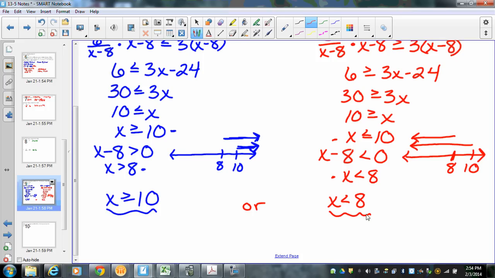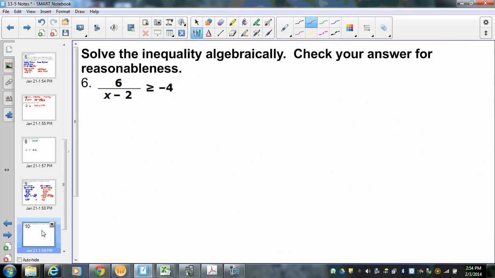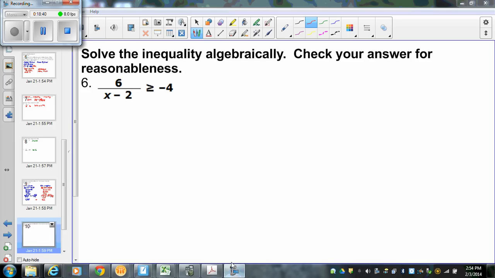So both of these are our correct answers. Either x is greater than or equal to 10 or x is less than 8 would make the inequality work. Okay, so I know that's a lot in that problem and you're probably a little bit confused. So if you need to rewind it and go back and watch over it, I strongly suggest doing that. And then I want you to take a minute and pause this and give number 6 a try.